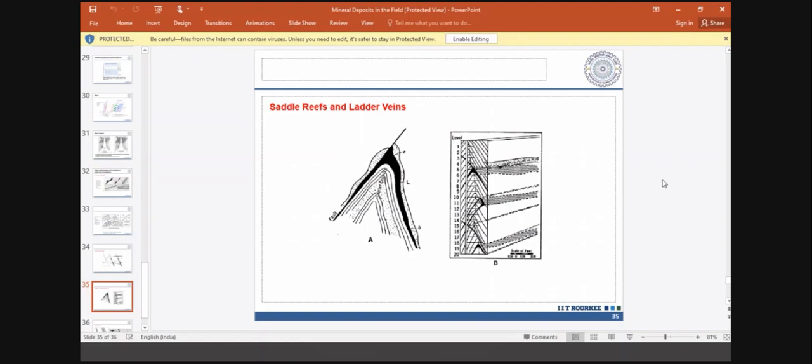Yes, sir. Saddle reef and ladder veins. What is this? Just looking at the figure, what do you feel about this? What pattern does it give? Sir, ladder vein is saddle reef. Don't look at the ladder vein, just look at the saddle reef, A. Don't look at B. Just look at A. Look here and comment about this. When you see this as a geologist, what do you say as an earth scientist?